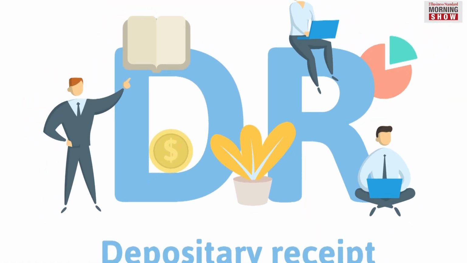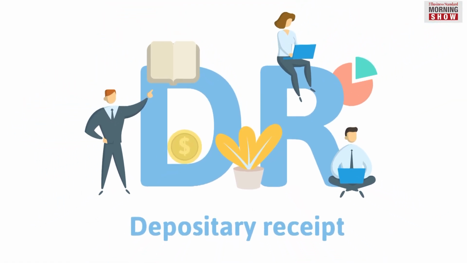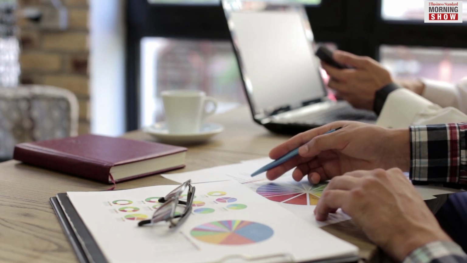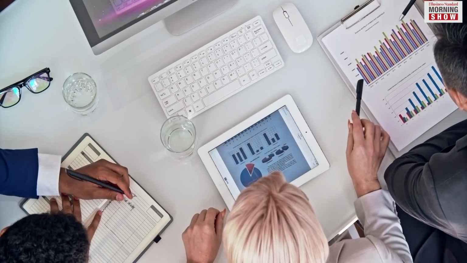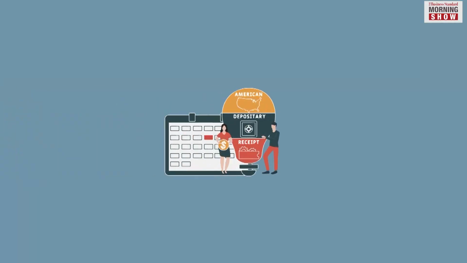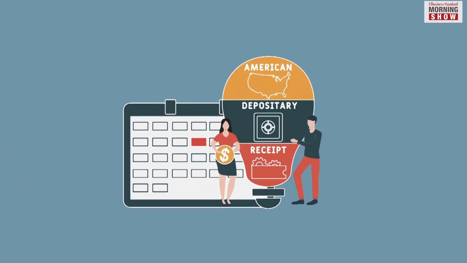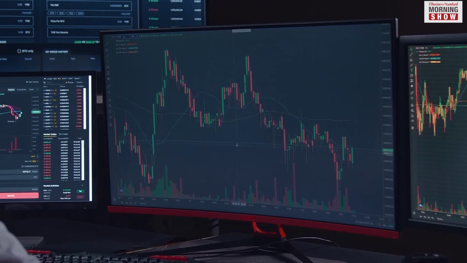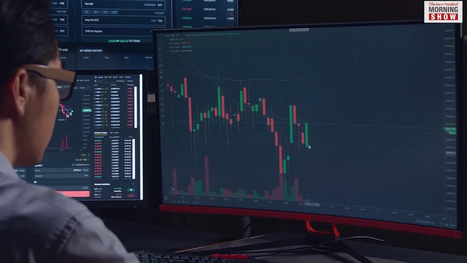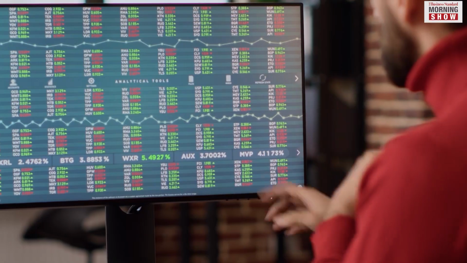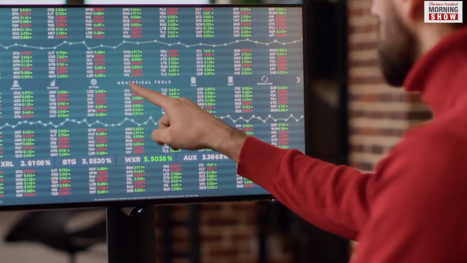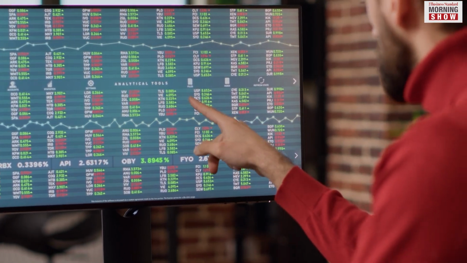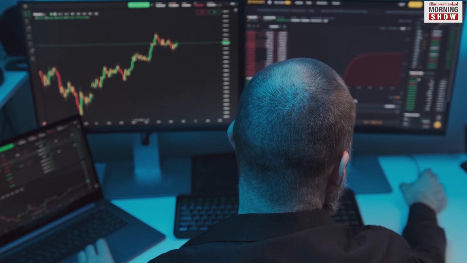Depositary receipt or DR is an instrument used by domestic companies to raise money outside the country. Some of its examples are American Depositary Receipts or ADRs and Global Depositary Receipts or GDRs. American Depositary Receipt or ADR is a type of stock that allows US people to invest in non-US corporations and receive dividends in US dollars.